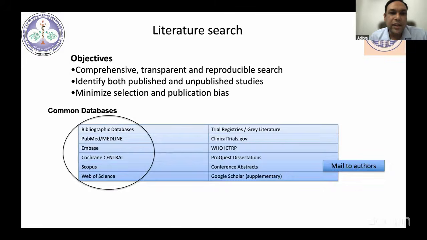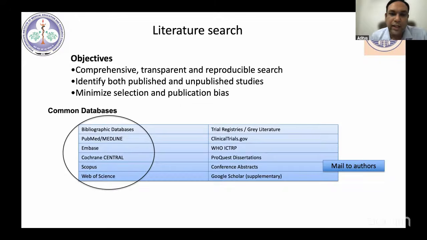The objective of the literature search is to do a comprehensive, transparent, and reproducible search. So you use MeSH terms, you use free-text terms, and PubMed gives you mining of this terminology, which can be used and combined. The most common databases, as I mentioned, I personally use PubMed, Embase, Scopus, and Web of Science, these 4 databases for all my systematic reviews. You identify published and unpublished studies also.